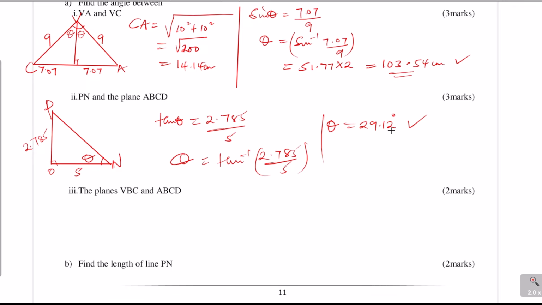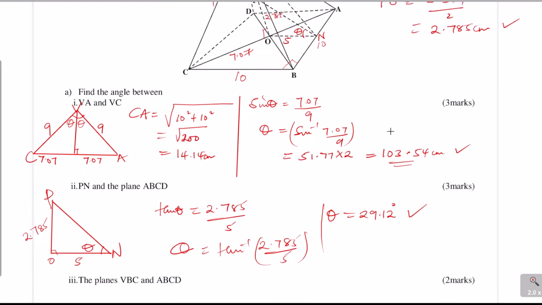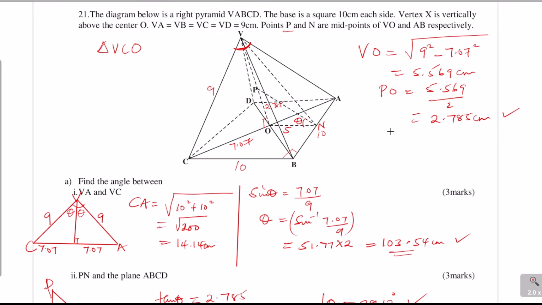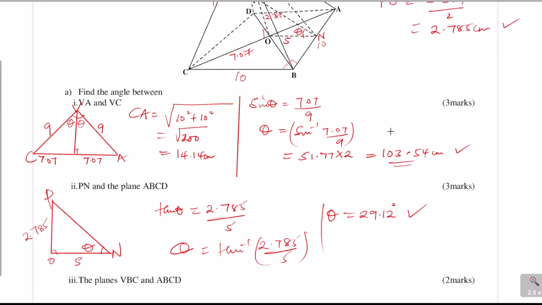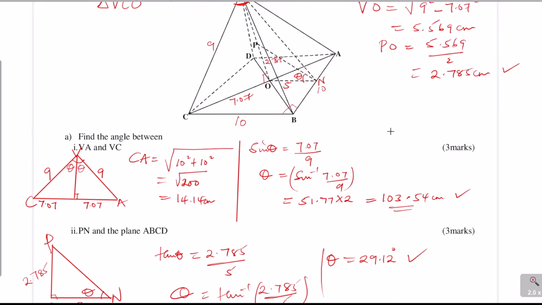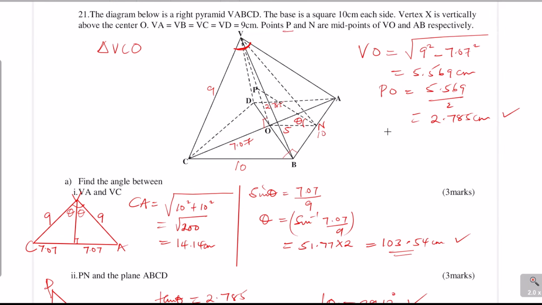We can go to the next part, which is part 3: the planes VBC and ABCD. That is the angle between two planes. Plane VBC, get the diagram. You can see that plane, and the base. So how do we get that angle? Let me draw some lines. So these will be the angle. So the plane VBC.